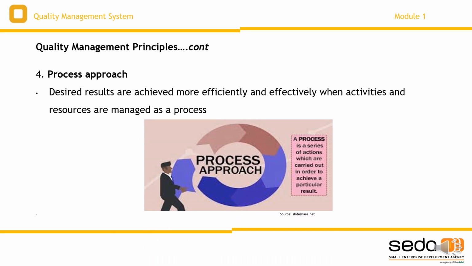The fourth principle is the process approach. Desired results are achieved more efficiently and effectively when activities and resources are managed as a process. You should know when your processes start and when they end. For example, the production cannot start before purchasing of raw materials. So you must design your processes in such a way that you know when you must do which process in order to achieve a specific outcome or output. We will expand more on the process approach later in this presentation.